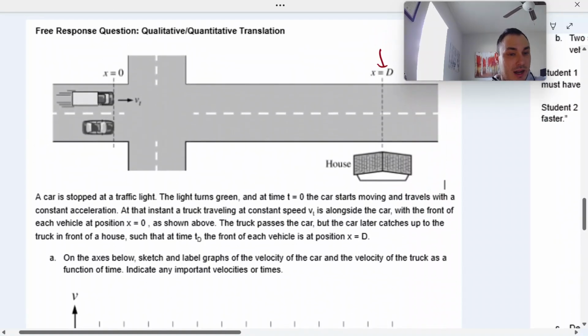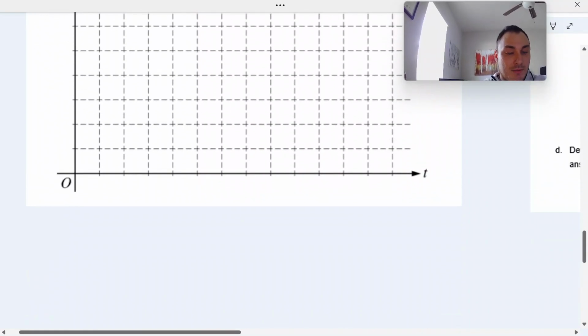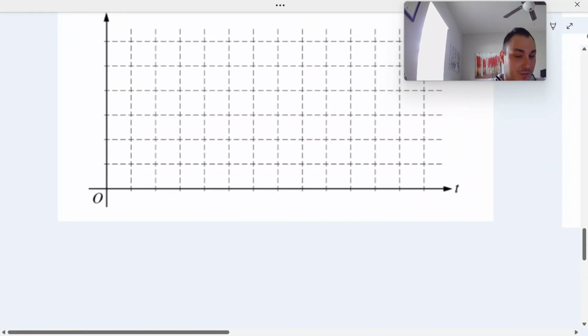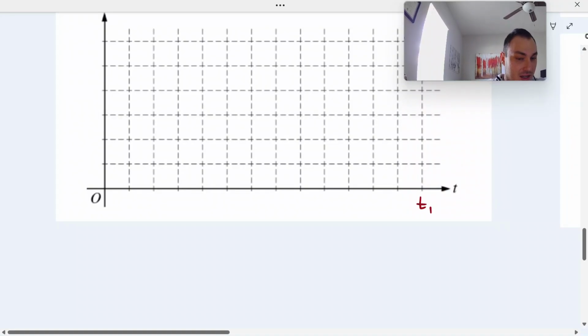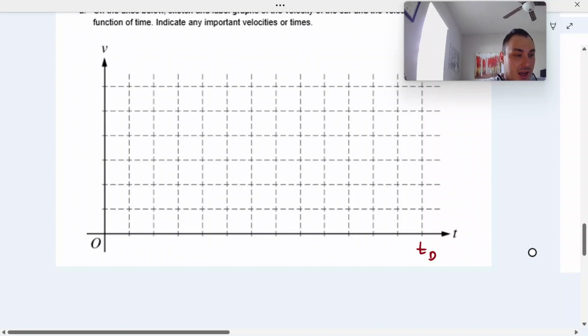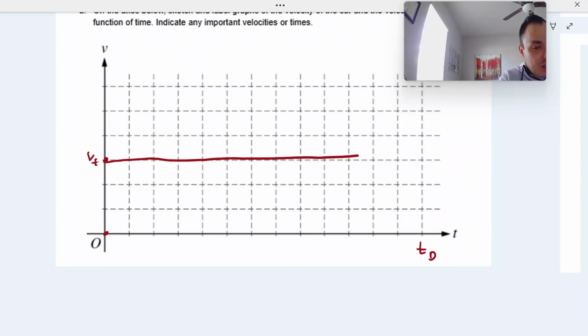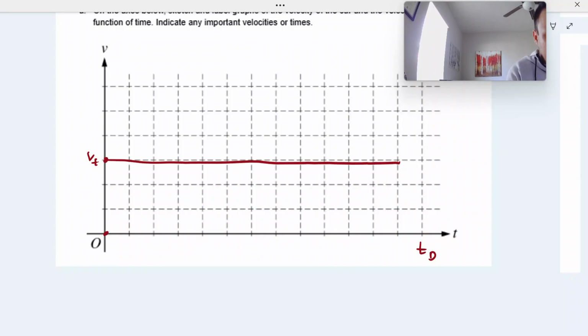So we know that at time td, they are both at the same position. So I'm going to make that my end. Let's call this td. The car is going to start at a velocity of 0, and the truck is going to have a velocity of vt. So let's say this is vt. Let's do the truck first. The truck is easy. The truck is just moving at a constant velocity. Its velocity is not changing. It is just going to go the same velocity until it reaches td.